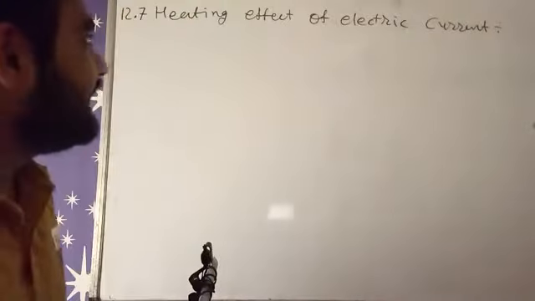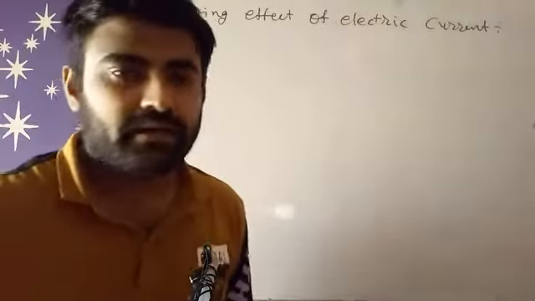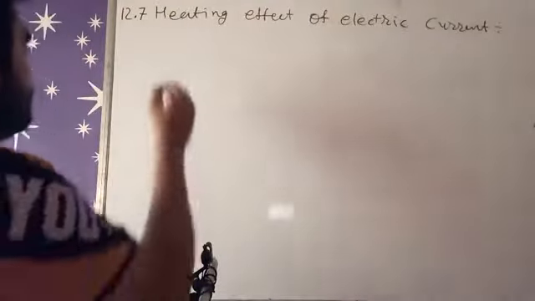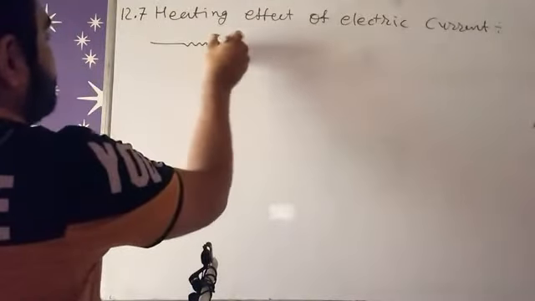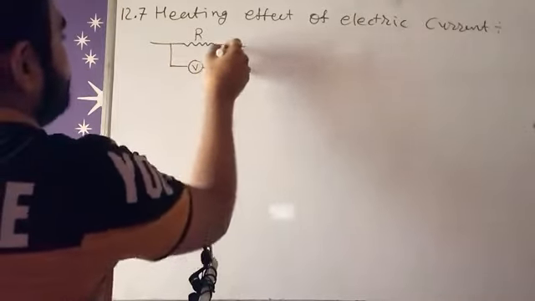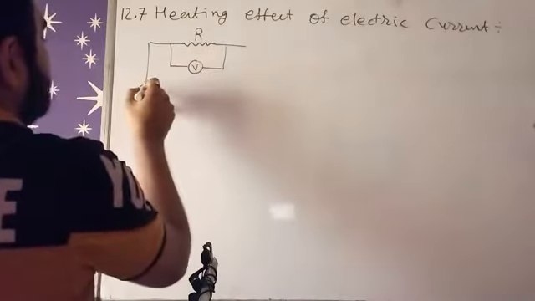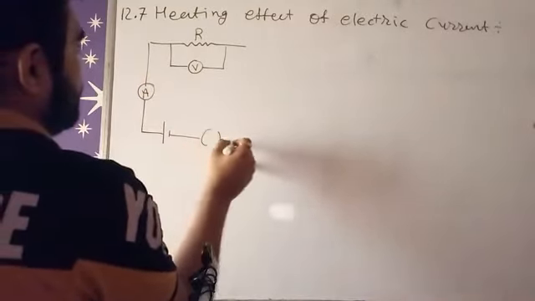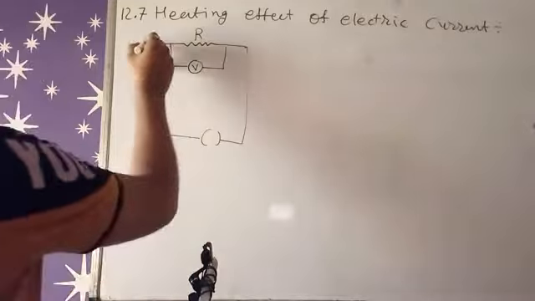Now our topic is heating effect of electric current. To study this topic, I form one circuit: resistance R, a voltmeter connected in parallel, one ammeter, battery, key, and the circuit is completed.